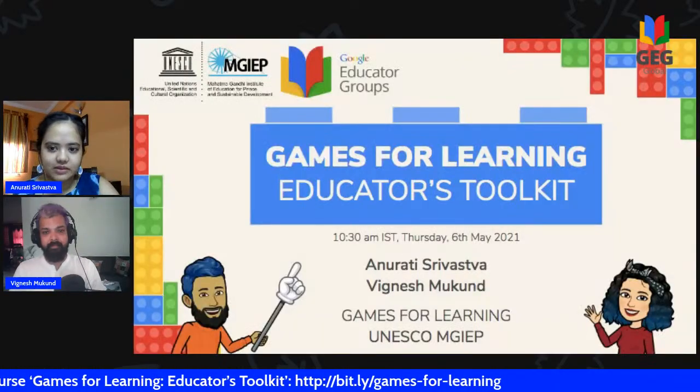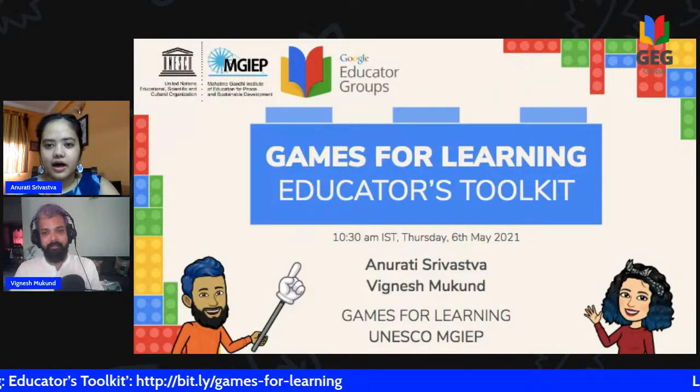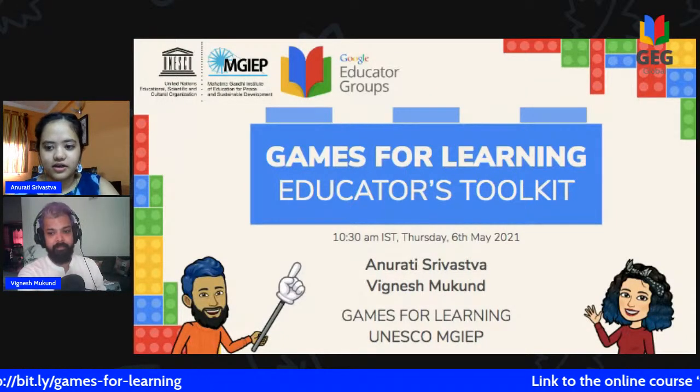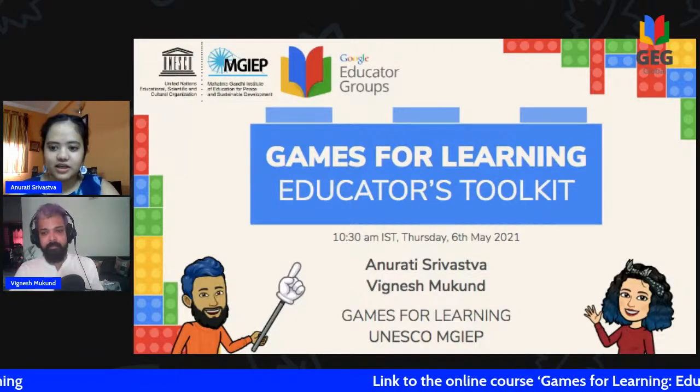Thank you, Vignesh. So before we get started, we would like to talk a little bit about MGIEP. So UNESCO MGIEP is the Mahatma Gandhi Institute of Education for Peace and Sustainable Development. It is UNESCO's first Category 1 research institute in the Asia Pacific region, located in the city of New Delhi. Of course, right now we're all working from home and working remotely. We work on the UN Sustainable Development Goal Target 4.7, which focuses on education for building peaceful and sustainable societies across the world. Our mandate is to mainstream social emotional learning in education through digital pedagogies.